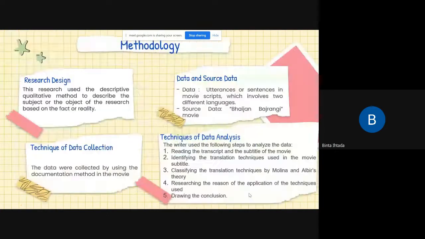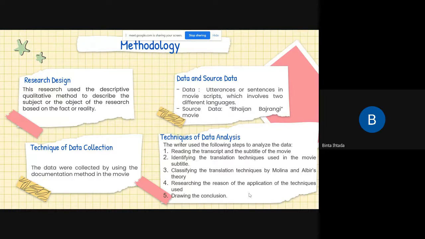So next, the methodology. In this research, we use the descriptive qualitative method to describe the subject or object of the research based on fact or reality. The data and the source data: the data are utterances or sentences in a movie script which involve two different languages, while the source data here is the Bajrangi Bhaijaan movie.